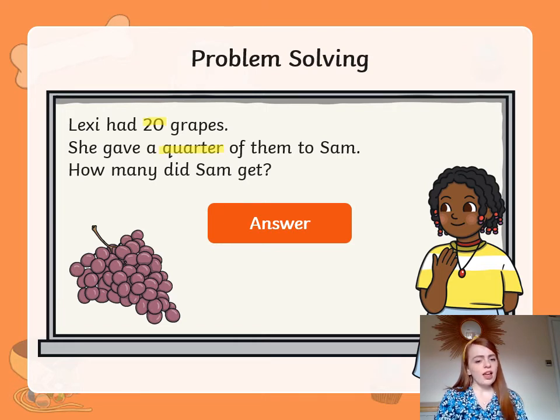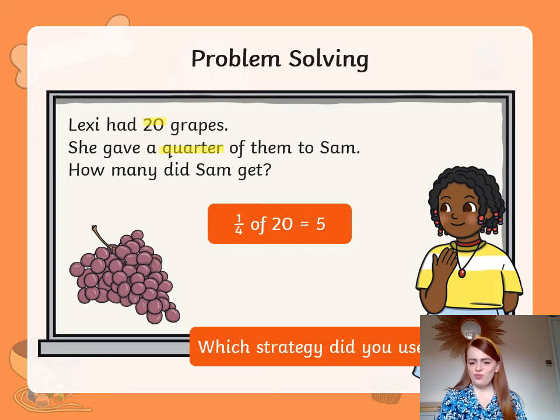Okay, so Lexi has 20 grapes, a quarter then to Sam. A quarter of 20 is 5. Which strategy did you use? Okay, we were just talking about an example that used the same numbers there, just in a different context. So it says here 5, but we know when we answer a word problem that we use part of the question in our answer. So we would say that Sam got 5 grapes.